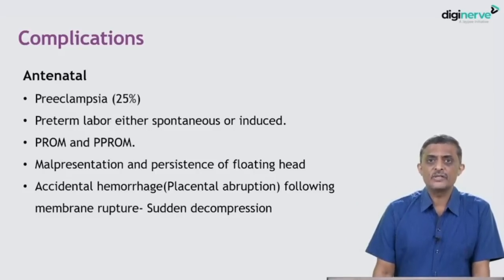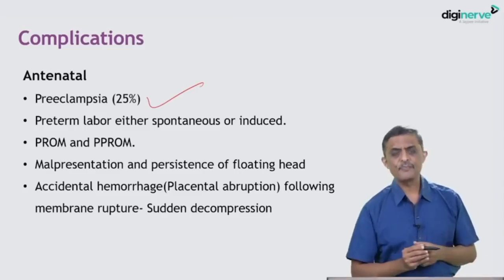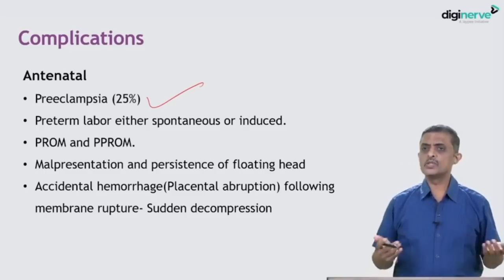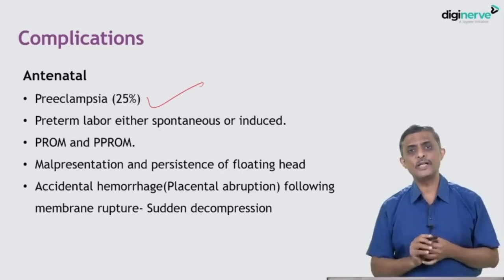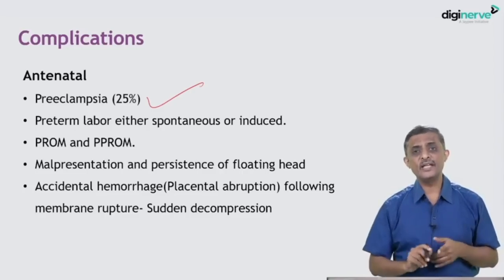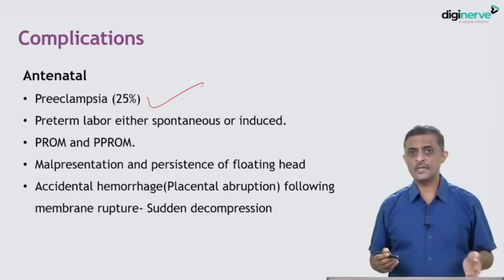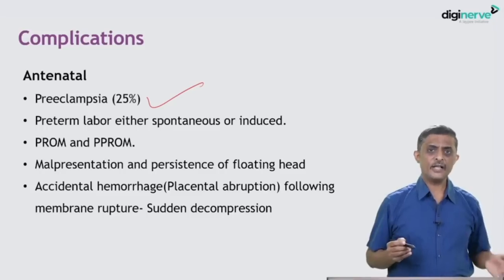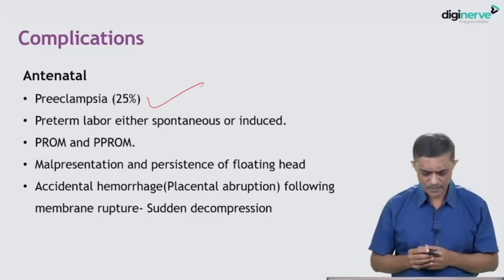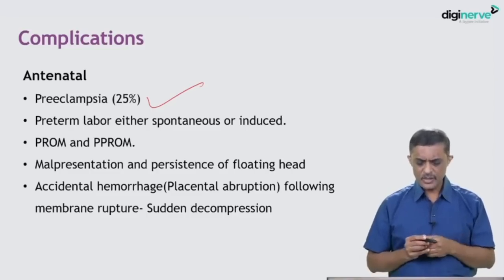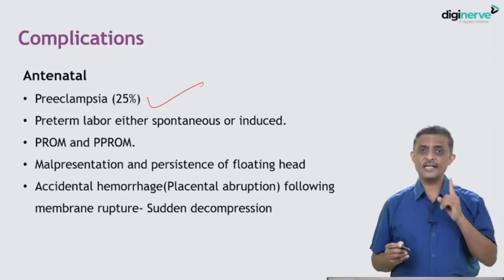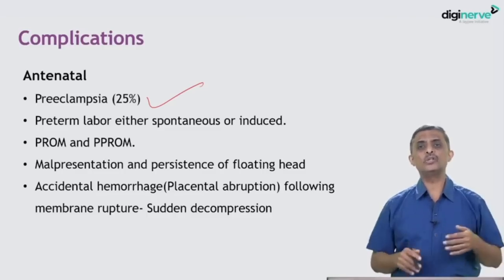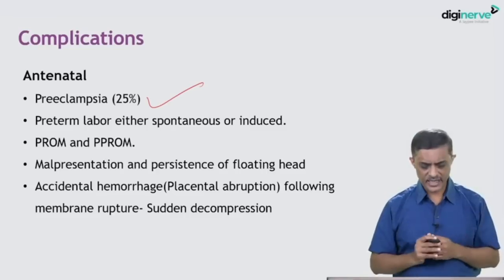Polyhydramnios in 25% of the cases is associated with preeclampsia. Because of the overdistension, the patient is prone to preterm labor. So sometimes we may have to induce preterm labor to decrease the severity of complications in the mother, or sometimes it can be spontaneous also. It most often results either in preterm premature rupture of membranes or term premature rupture of membranes, that is PROM. Malpresentation, persistently floating head. Head doesn't engage because it is very comfortable. Why should it go into the pelvis and feel uncomfortable? It doesn't engage at all.